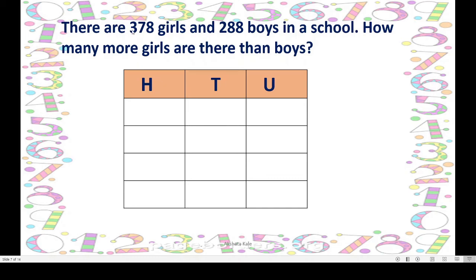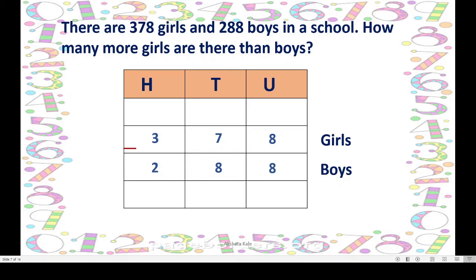We will write first 378 according to their places. So 8, 7, 3. Then we will write 288 below this number. These are girls, isn't it? 288, these are boys. Right? We will subtract these numbers from one another.